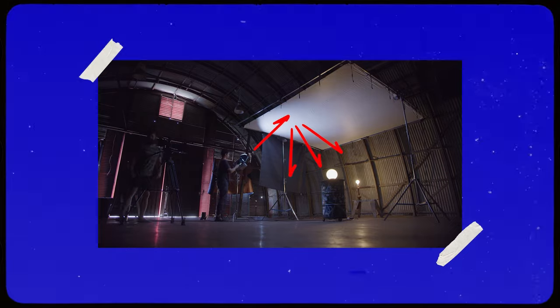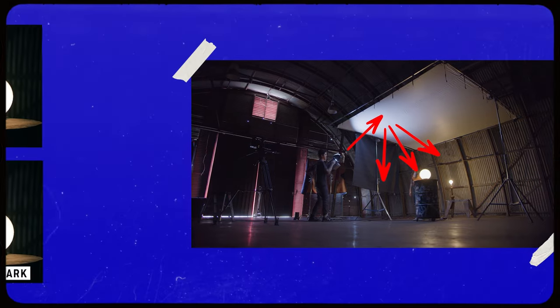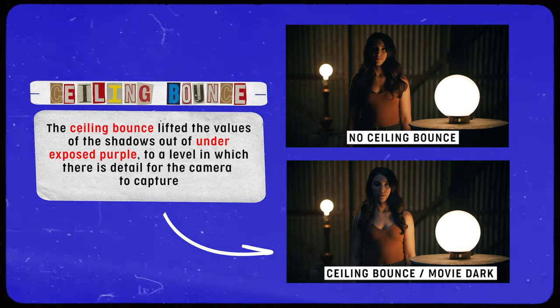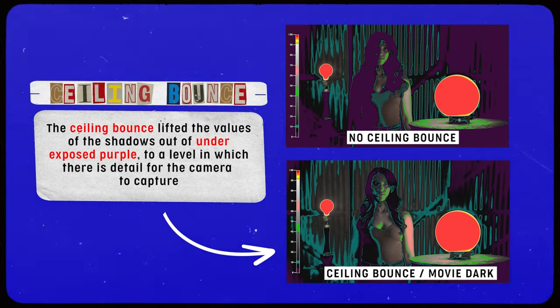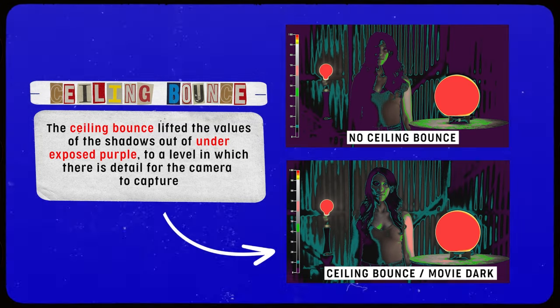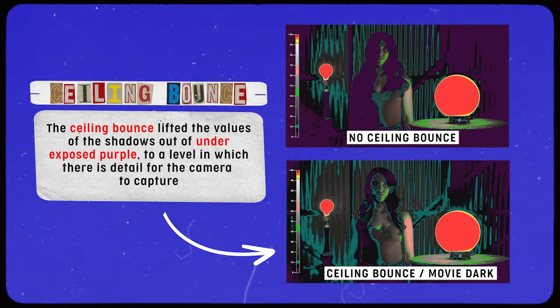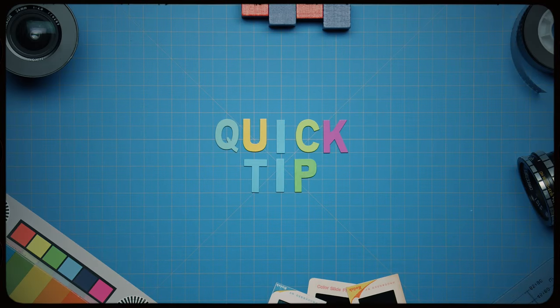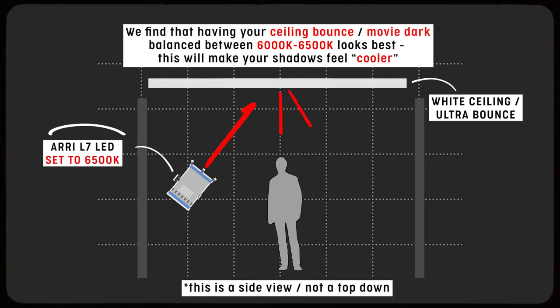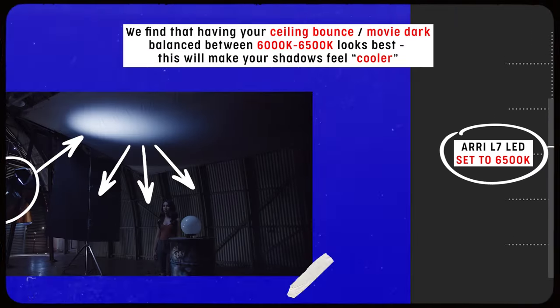And here is a ceiling bounce being used. When you look at the before and after, you can see the difference a ceiling bounce makes on the false color overlay. The shadows are no longer underexposed or purple because there's light being bounced from above filling in those shadows. A quick tip when you're using a ceiling bounce for lighting a darker scene is to set the Kelvin of the ceiling bounce to 6500 Kelvin.